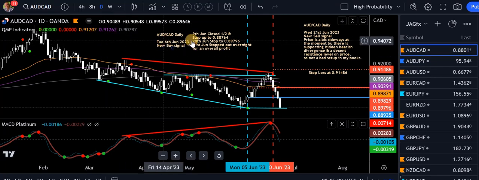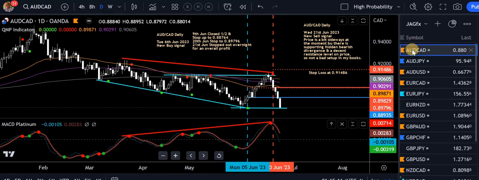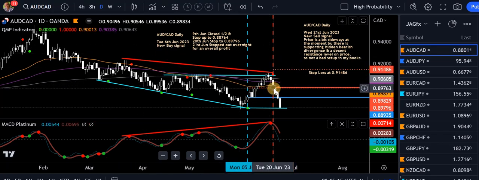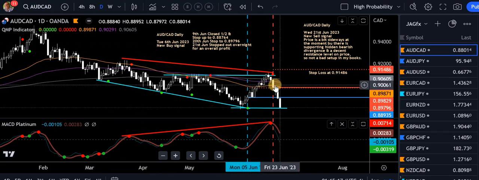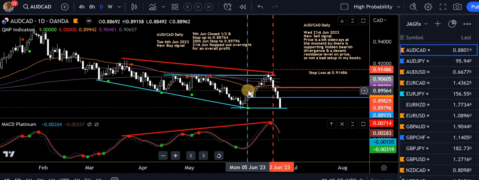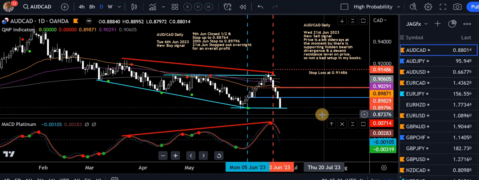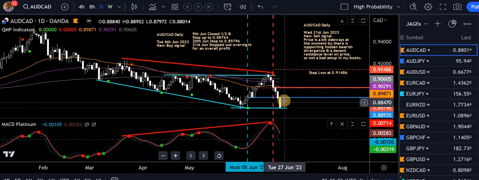So here's this buy. The reason it's highlighted in yellow is the buy was stopped out during the week. It was stopped out here on this date, which is the date we took the new sell signal. So on the 21st of June, stopped out overnight for an overall profit. So that buy is out. I just leave it on the charts for the weekend video.